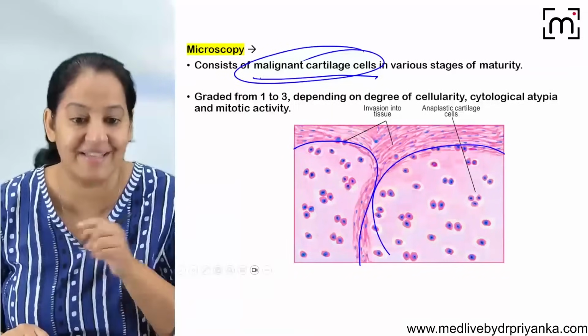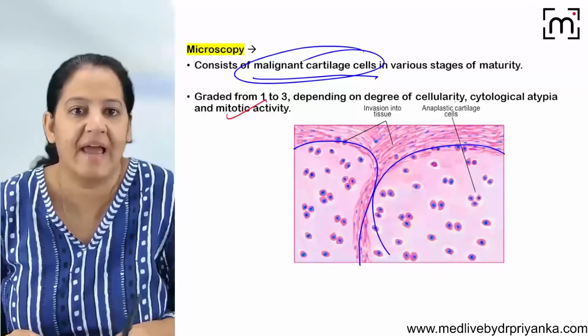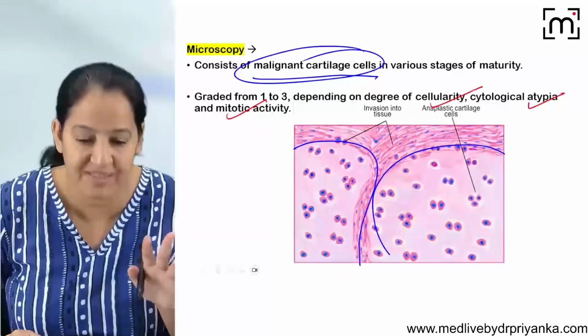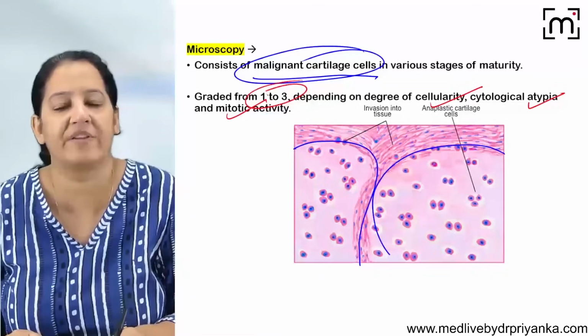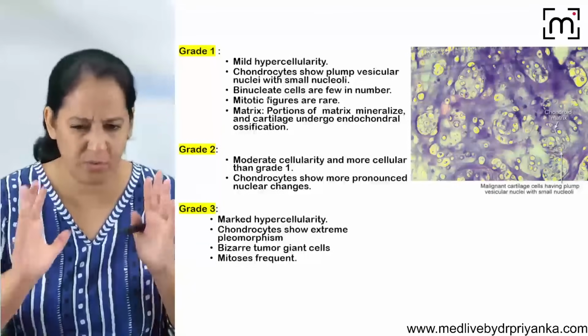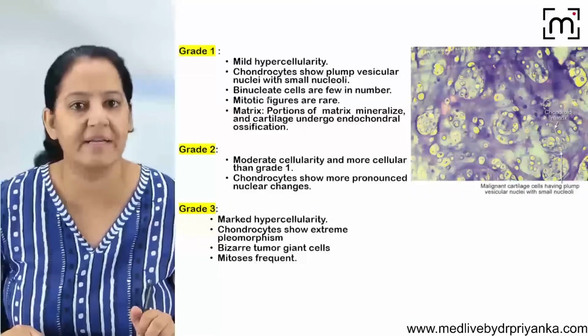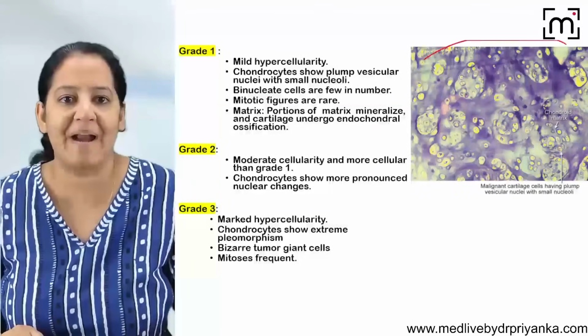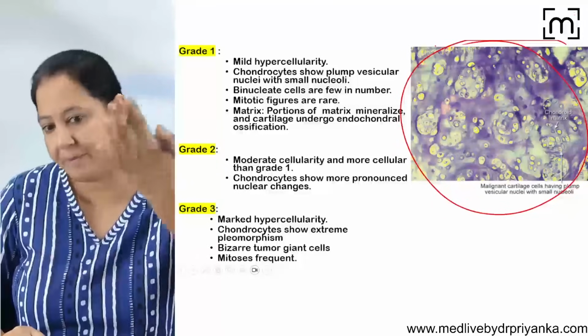Now looking at these cells, looking at the mitosis and atypia and cellularity of these cells, we can decide there are 3 grades in this. Grade 1, grade 2, grade 3. So chondrosarcoma are of 3 grades. You don't have to write this in your exam. Just for understanding, you should understand there are 3 grades. So you can see the matrix is same. The background matrix is bluish, mucoid or myxoid.